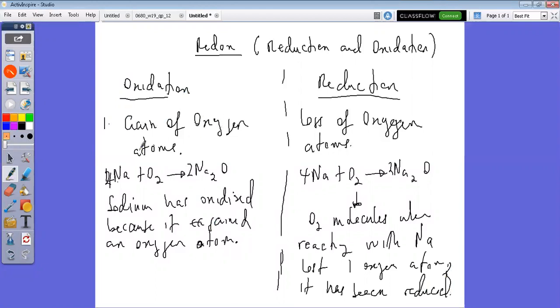Is Tashana there? Who was joining just now? Yeah, it's Tashana. Are we together? So oxidation is the gain of oxygen atoms. Reduction is the loss of oxygen atoms. So in this example, sodium has gained an oxygen atom, so it has been oxidized. The oxygen molecule itself has lost an oxygen atom, so it has been reduced.